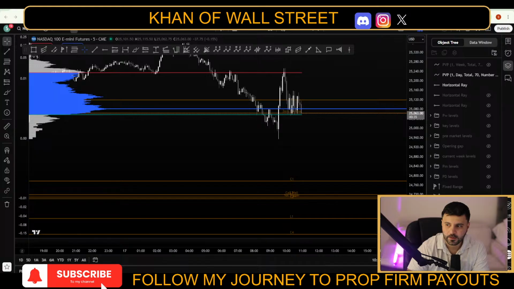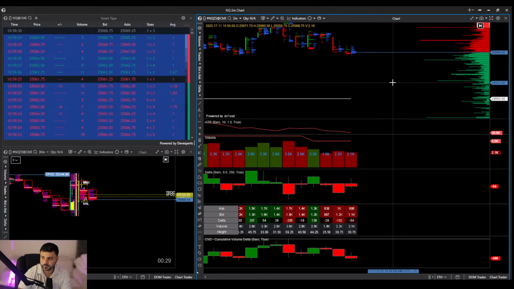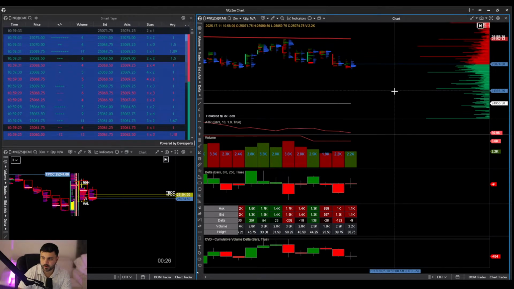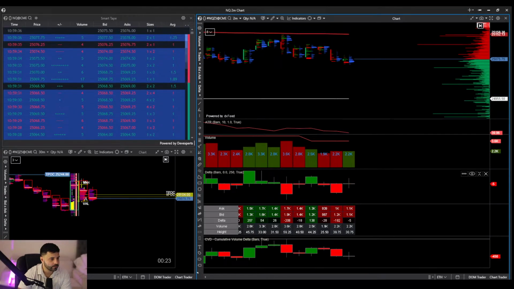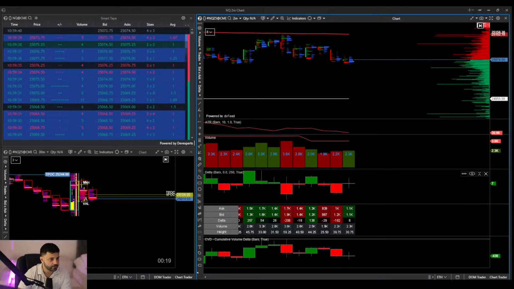All right, let's go back to the order flow screen. Let's see what's happening now. And now they're starting to get a little bit more aggressive, the shorts. Just chopping this area like crazy.